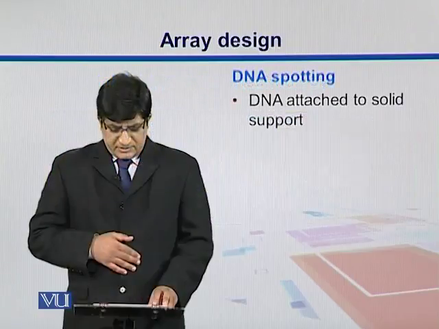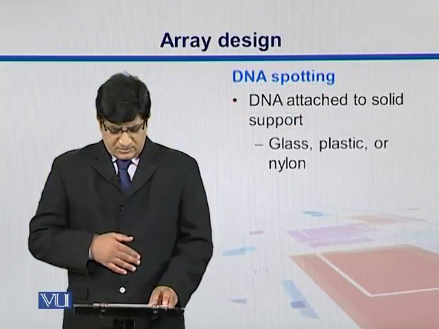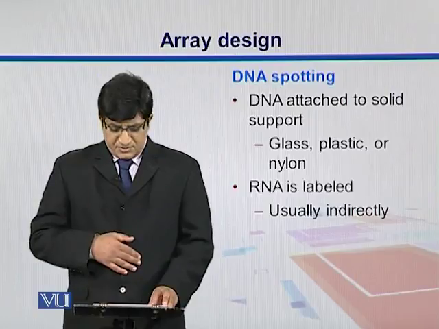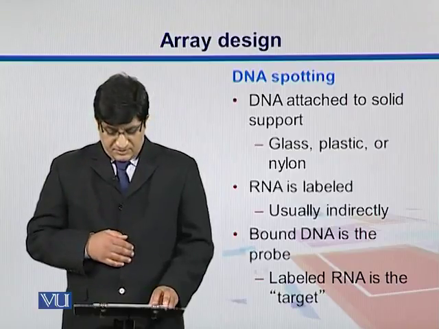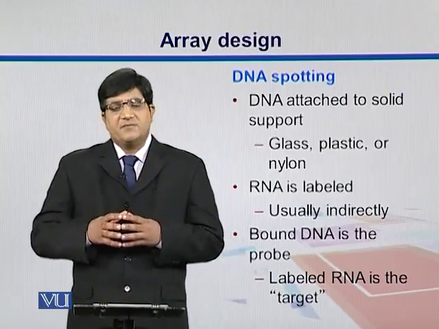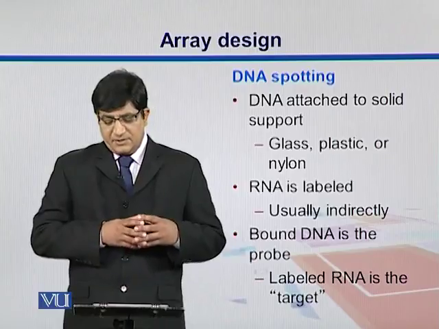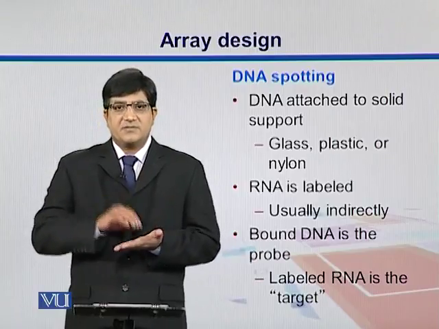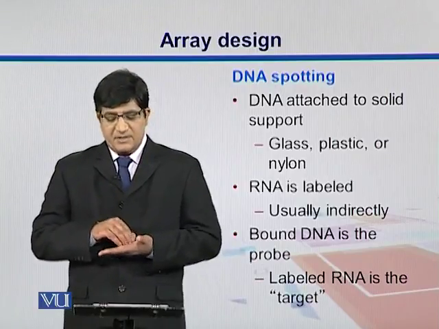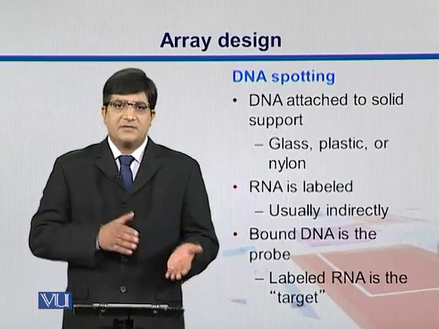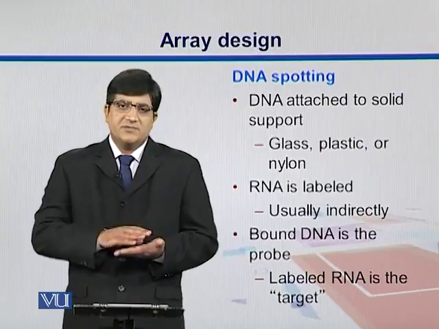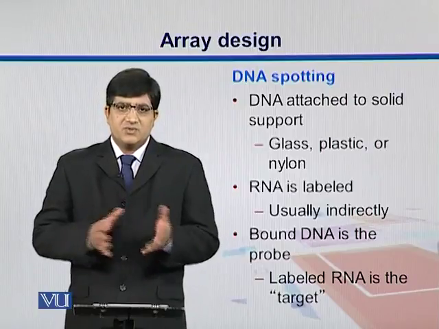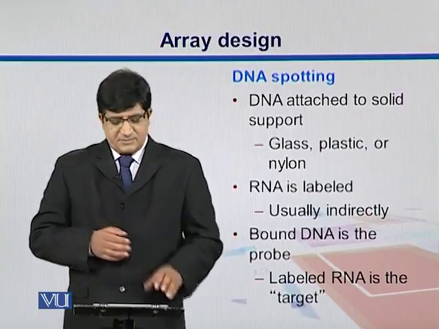In spotting, the DNA is attached to a solid surface: glass, plastic or nylon. RNA is labeled, usually indirectly labeled. So when we hybridize them, the bound DNA is the probe, which is present on the slide, whereas the labeled RNA is the target. Probe, target. The probe is present on the slide, transferred with the help of those robots or printers.